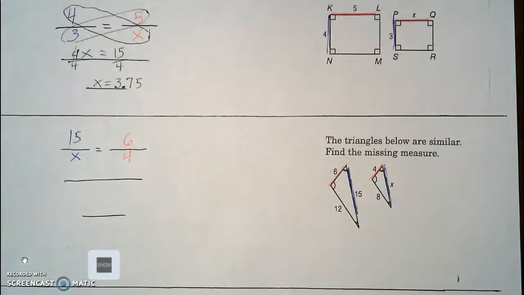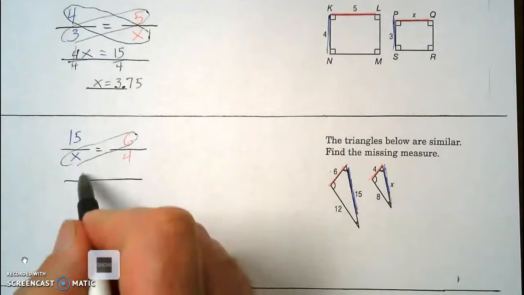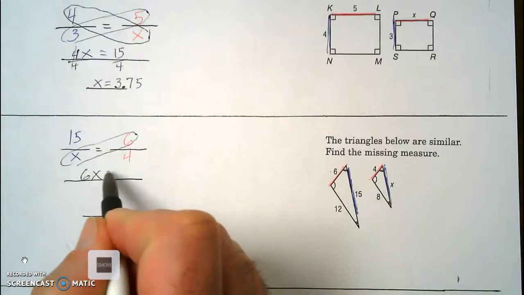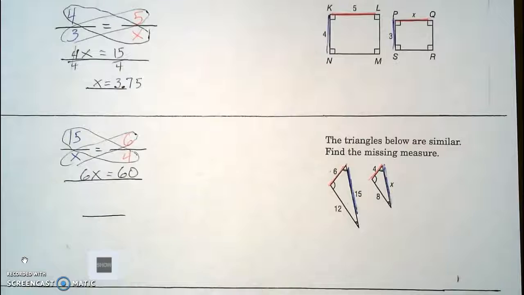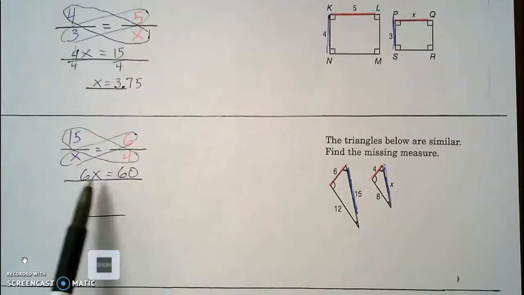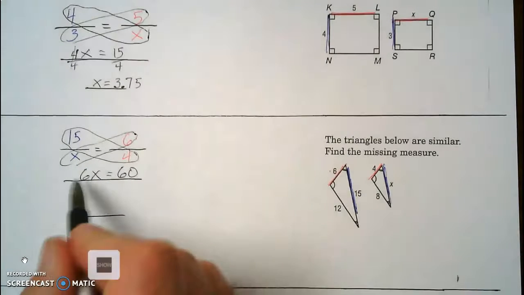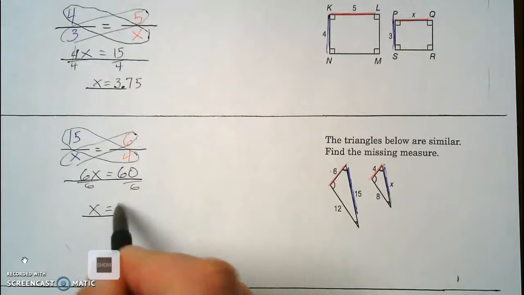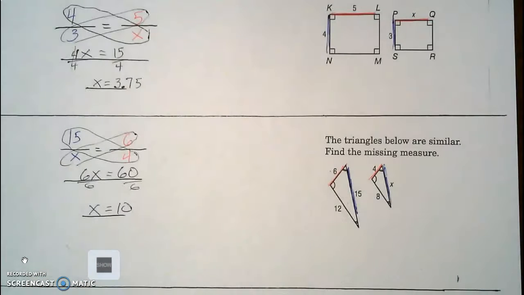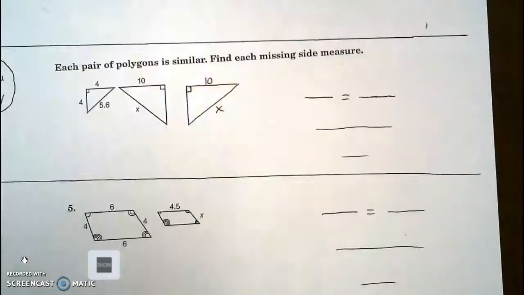Okay, now time to cross multiply. I usually multiply the diagonal with the x in it first. 6x equals 15 times 4 is 60. Can you see the answer is 10? 6 times 10 equals 60. So in reality, though, I am dividing. X is 10. That's finding the missing side, everyone. So there are 2 here for you to try.